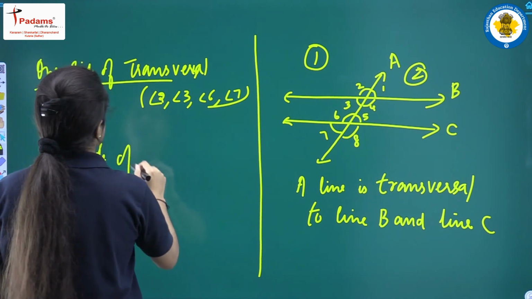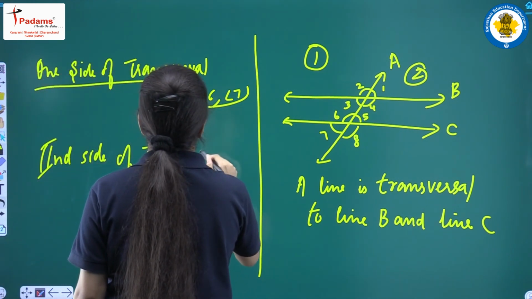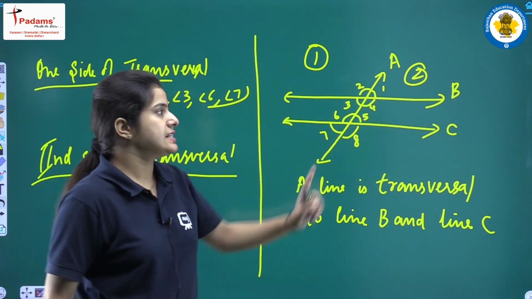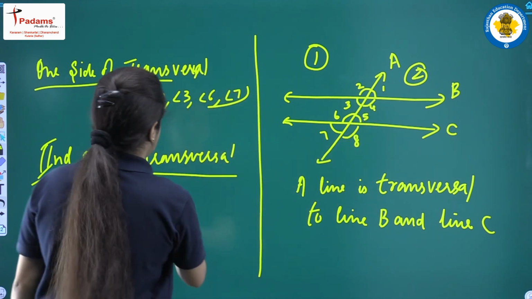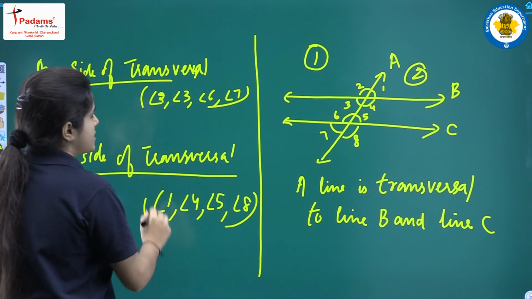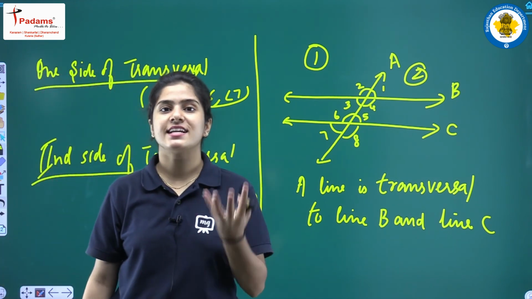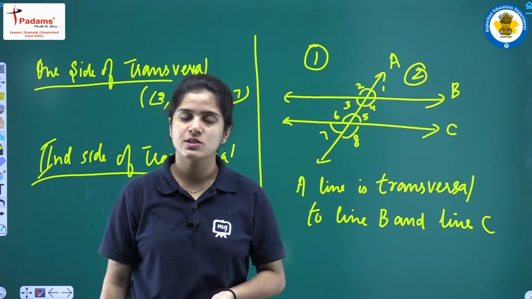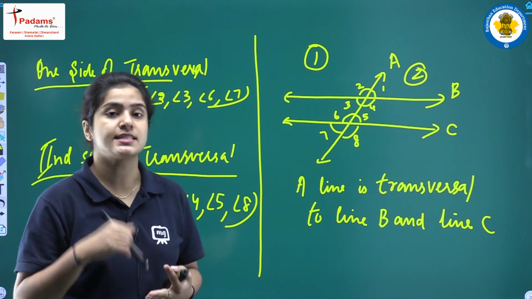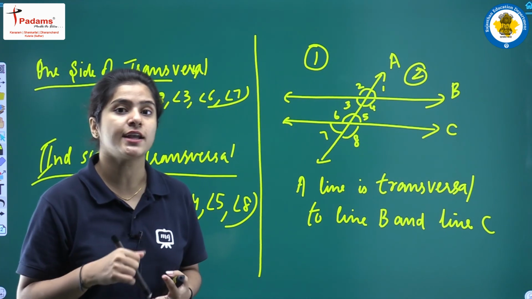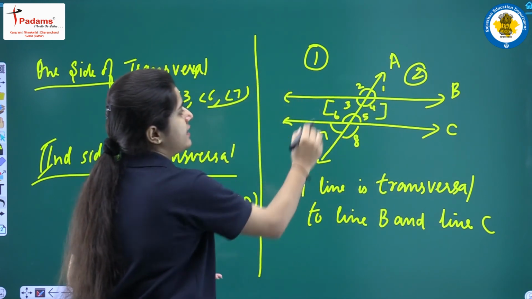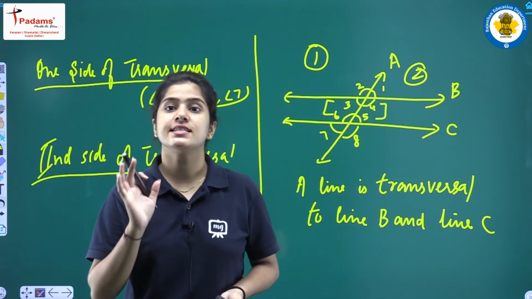And the second side of transversal. So on the second side of transversal, the angles lying are 1, 4, 5 and 8. Okay students, so this is all about the angles that are on the second side of transversal. Okay students, now if it is asked from you, then tell me the angles that are interior and lying at the same side of transversal. What will you tell me? This 4 and 5 and this 3 and 6, and these two angles are supplementary angles.